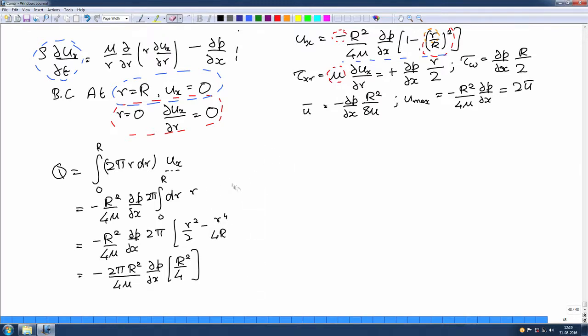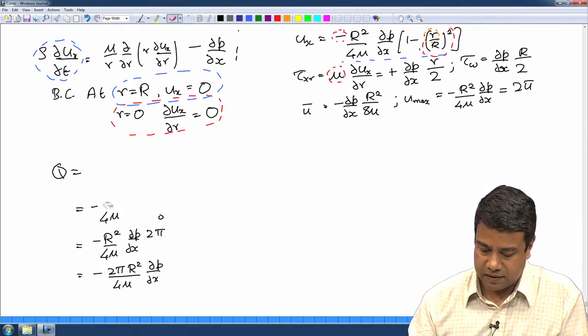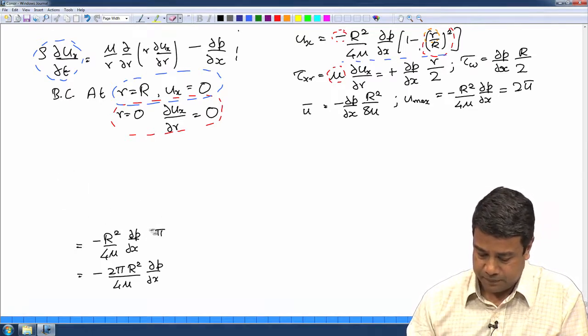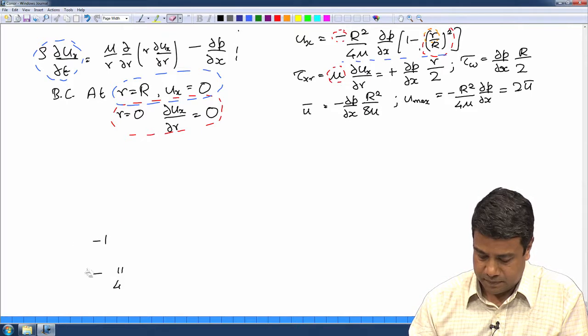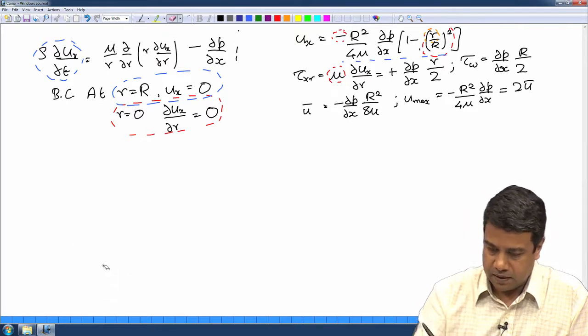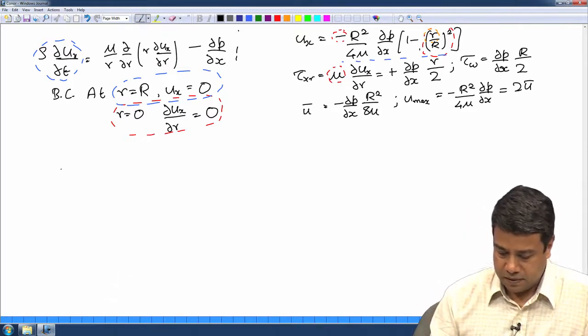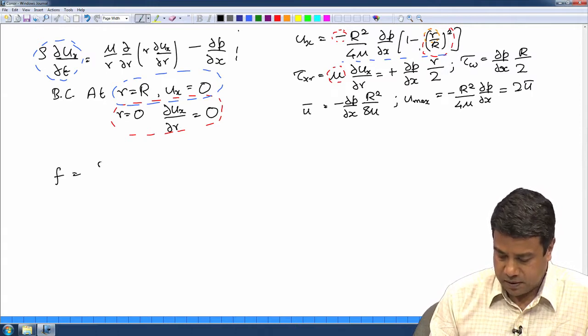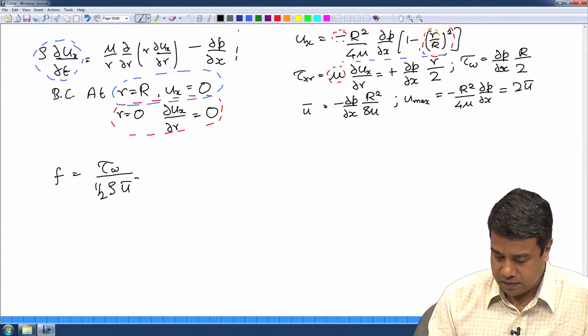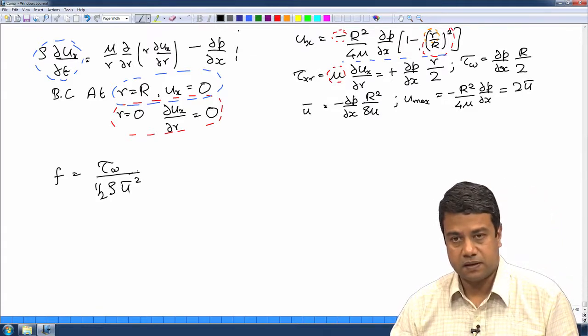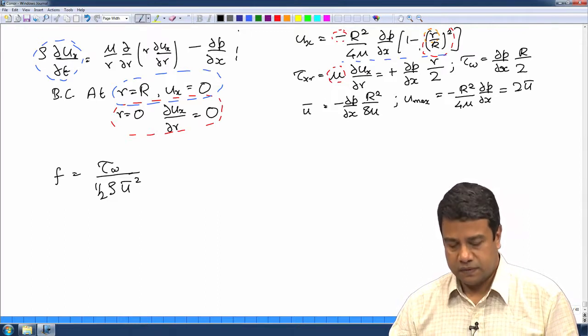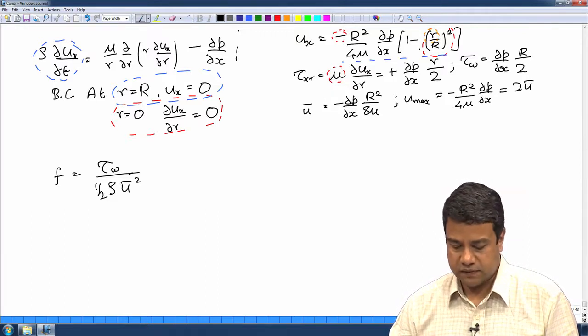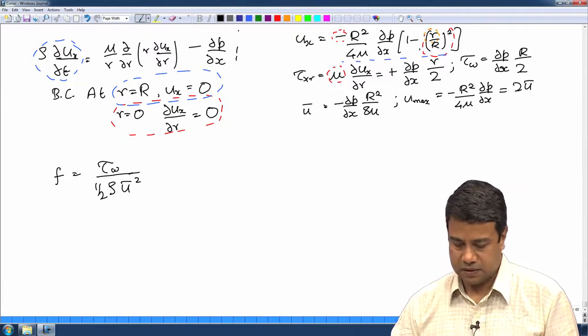So, now that we have the flow rate, the mean velocity as well as the shear stress, we can now calculate what is the friction factor for a pipe flow. The friction factor is equal to tau w by half rho u bar squared. That is how it is defined. The friction factor is the wall shear stress divided by half rho u bar squared.